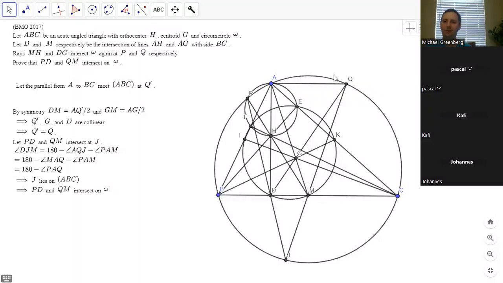Interesting. So I think you use that lemma three times. The first time you use it with Q, M, and J to find BJ over JC. Then you use it with P, D, and J to try to prove that they're collinear, but then you need some other ratios using Ceva's theorem.